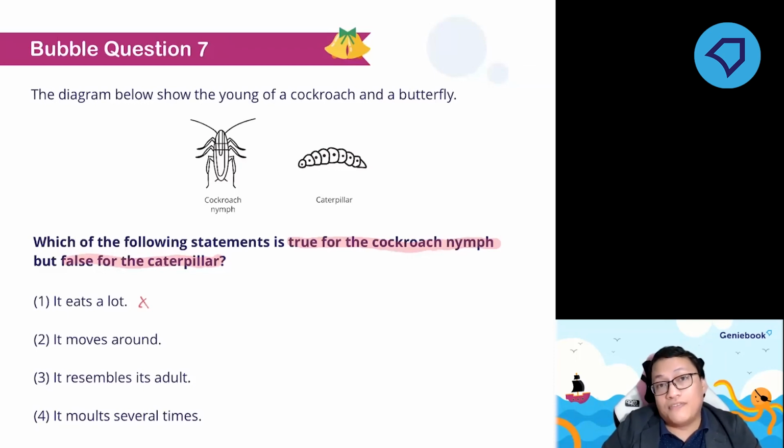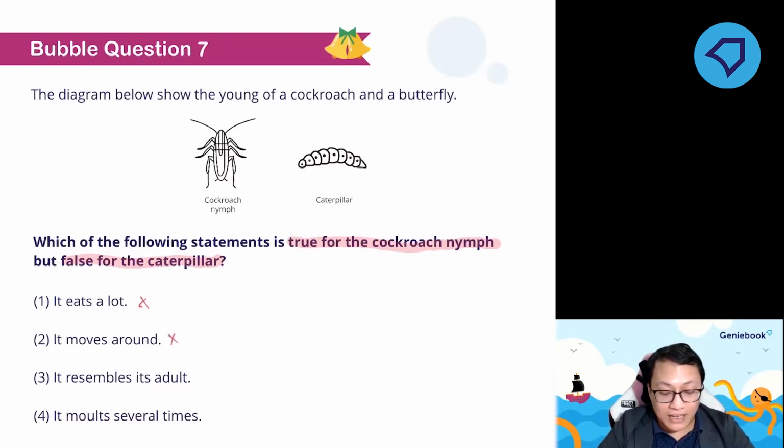The larva of butterfly, or caterpillar, actually eats a lot. You know, a single caterpillar can eat a lot of leaves. Okay, they can destroy a plant. Yeah, so that's why they are considered pests, because they eat a lot of leaves. It moves around. I mean, both of them move around, right? So this one is incorrect.